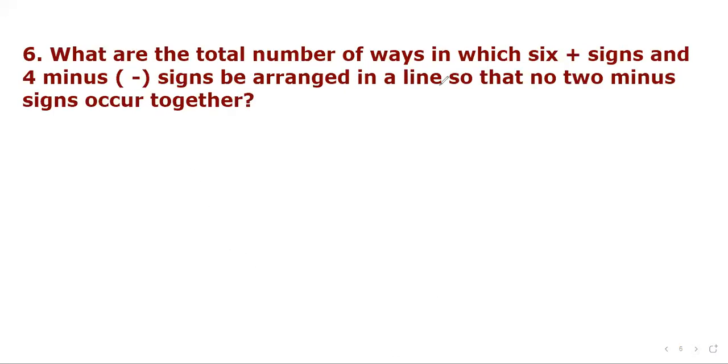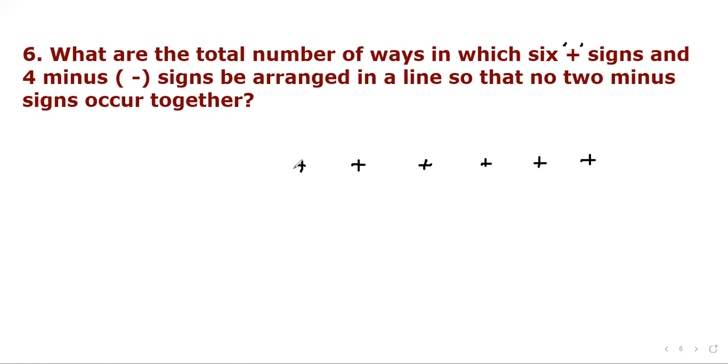What is the total number of ways in which 6 plus signs and 4 minus signs can be arranged in a line so that no two minus signs occur together? So let's write plus sign: plus, plus, plus, plus, plus, plus. There are 6 plus signs.